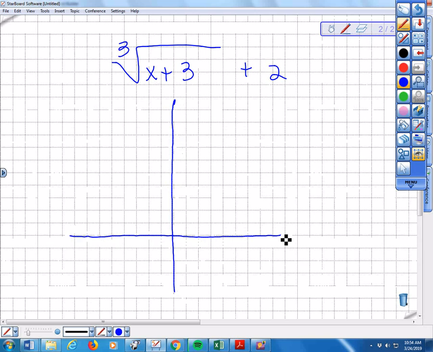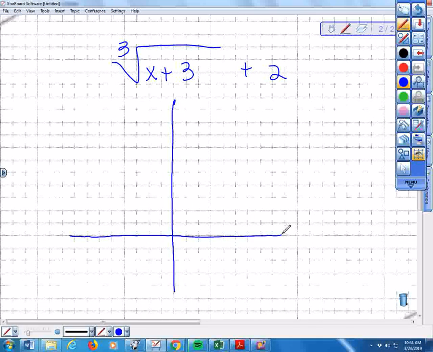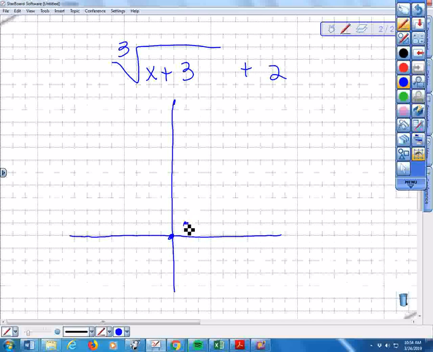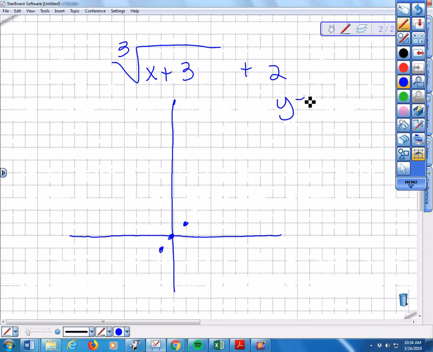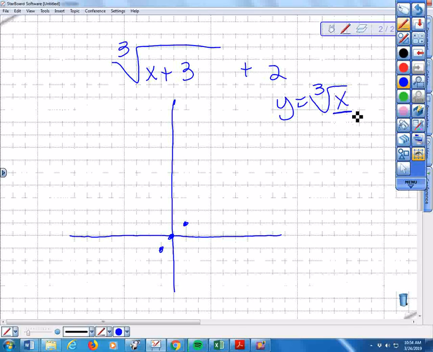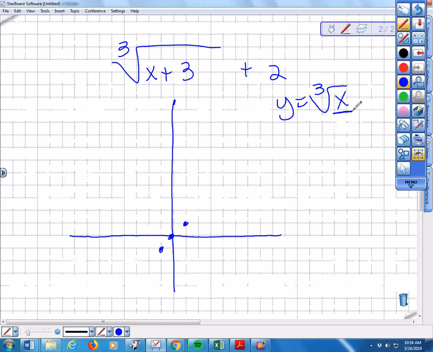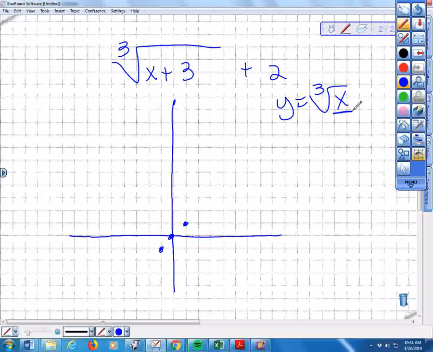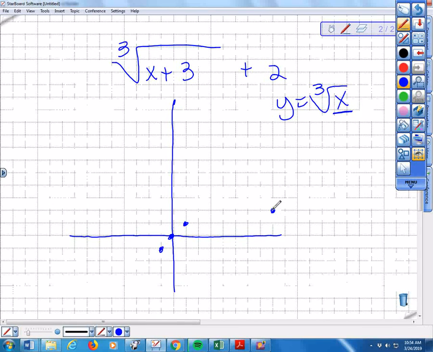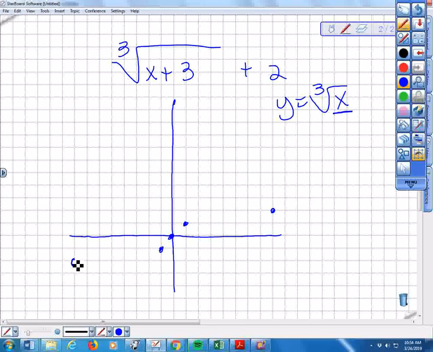Okay, so I'm going to start with just the graph of y equals the cube root of x. So I know it goes through 0, 0. I know 1, 1, and negative 1 is on there. I'm doing y equals the cube root of x. So when x is 8, y is 2. And when x is negative 8, y is negative 2.